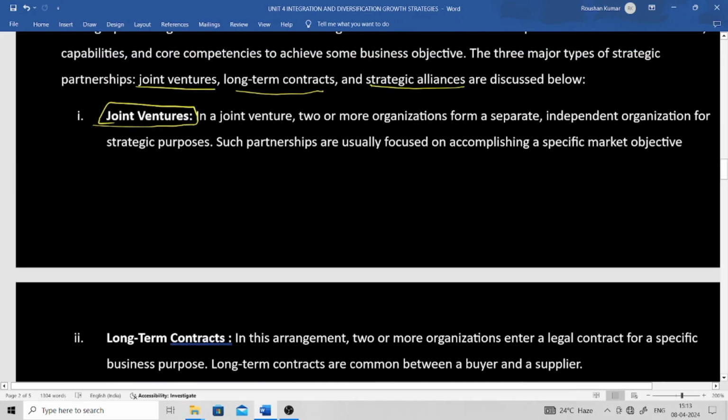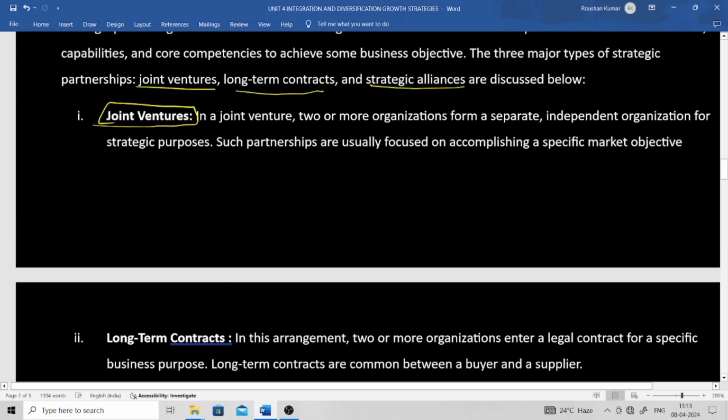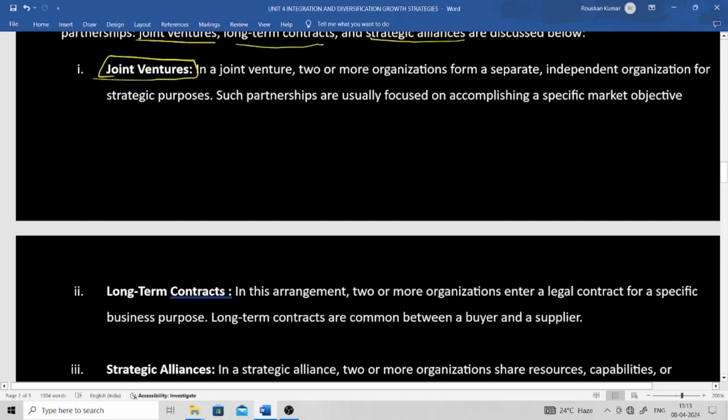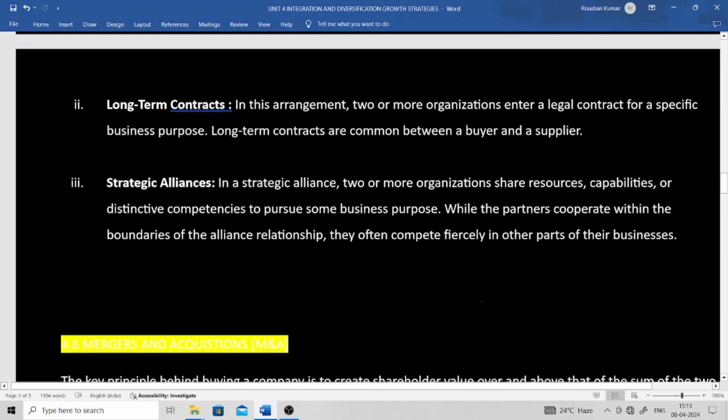I think the meaning of all three forms of strategic partnering is clear. Long-term contract, that is clear. Then you have joint venture. Here a new firm is being established by two or more organizations in a strategic alliance.